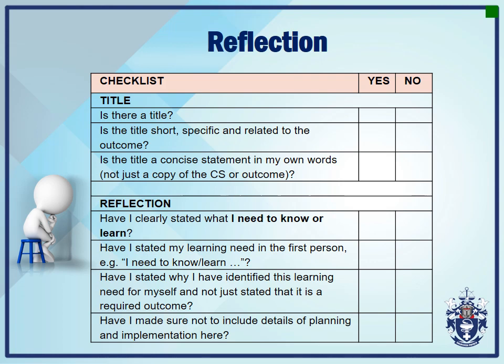So just have a look at this quickly. It gives you a checklist as to whether there's a title. Is the title short, specific, and related to the outcome? If you look at the reflection, we talked about I need to know or need to learn. Have I stated my learning need in the first person, so using I, etc. So it's a very, very important tool, and make sure you make use of this.